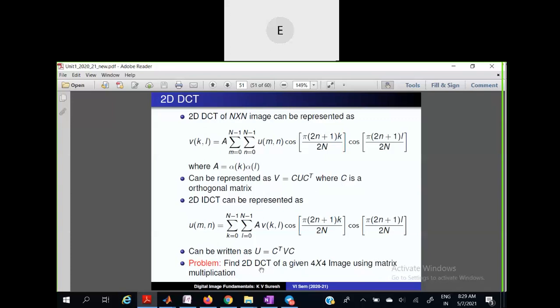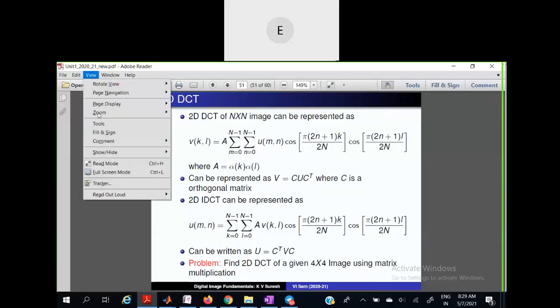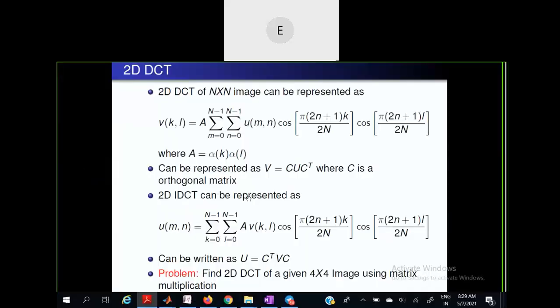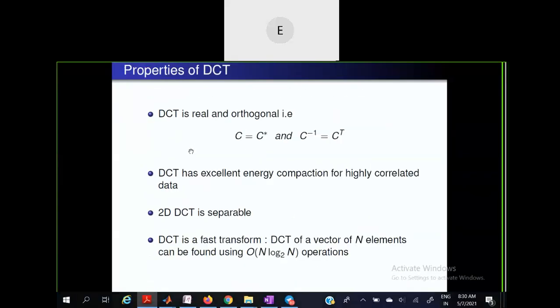Okay, and cross verification is to directly apply it to this formula and do it. That is a cross verification. So this is how we can find the 2D DCT of a given image, and DCT has a very good advantage. I think all of you have experienced the advantage of DCT in terms of the JPEG images that you are reading. That means DCT is used for image compression.